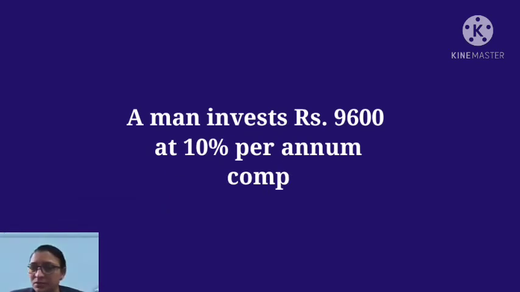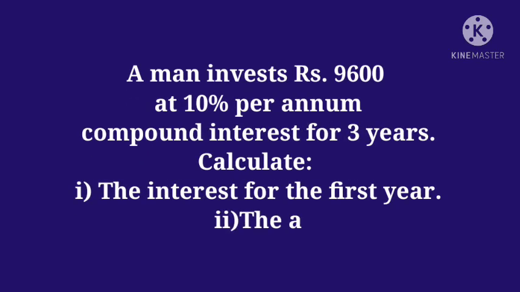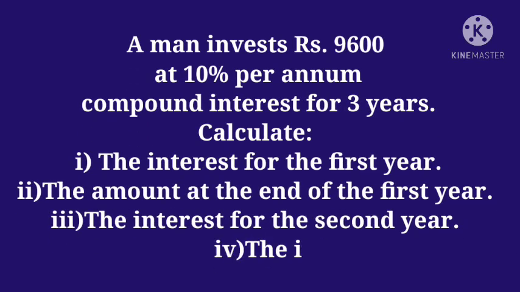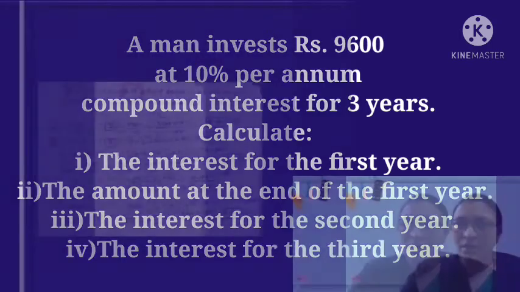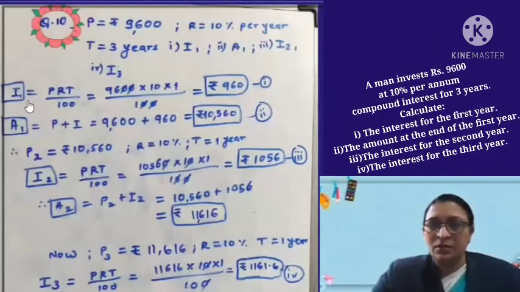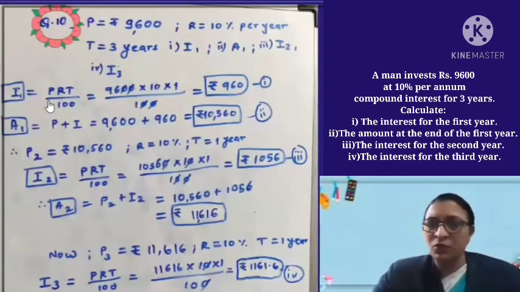Let us move to the next question. A man invests rupees 9600 at 10% per annum compound interest for 3 years. Calculate the interest for the first year, the amount at the end of the first year, the interest for the second year and the interest for the third year. Here is the solution. Interest for the first year is equal to principal into rate into time upon 100. On substituting the values, we get 9600 multiplied by 10 multiplied by 1 upon 100, that is equal to 960 rupees.